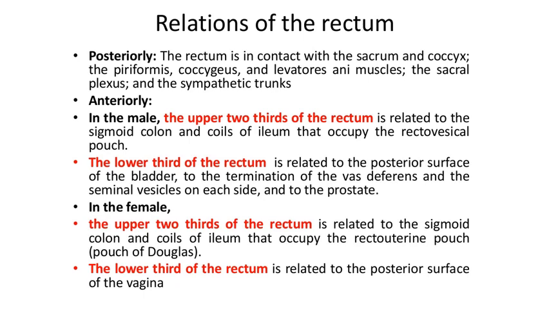Relations of the rectum. Posteriorly, the rectum is in contact with the sacrum and coccyx, and the levator ani muscles. Anteriorly, in males, it is related to the sigmoid colon, rectovesical pouch, the bladder, termination of the vas deferens, and the seminal vesicles on each side, and the prostate. In females, it is related to the sigmoid colon, rectouterine pouch or Douglas pouch, and the posterior surface of the vagina.